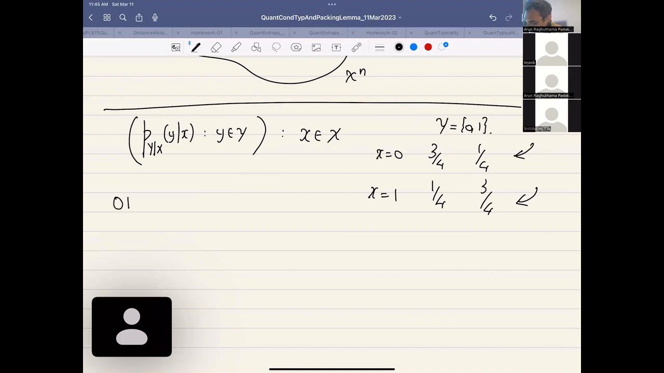What I do, I'll fix a big X sequence. Suppose I fix this sequence. Now I'll pull the first one according to this distribution. The second one I'll pull according to this distribution. Whenever it is 0, I pull according to this. So now I get a bunch of y1 through yn, right?